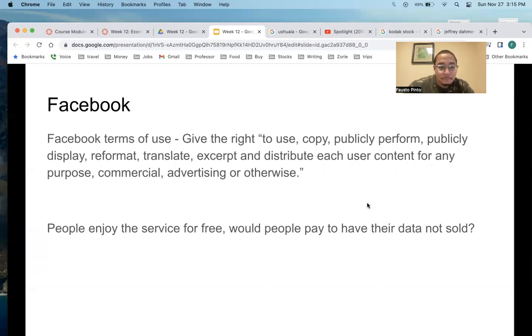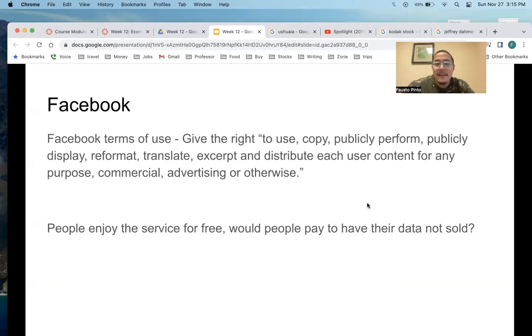They are using your data. It's a public service you enjoy for free, but they're selling your data. They have to make money somehow. All your data is there, and there's big implications about this. You'll see it in the film you have to watch, John Oliver. You'll read it in the reading you have. Would you pay to not have your data sold?